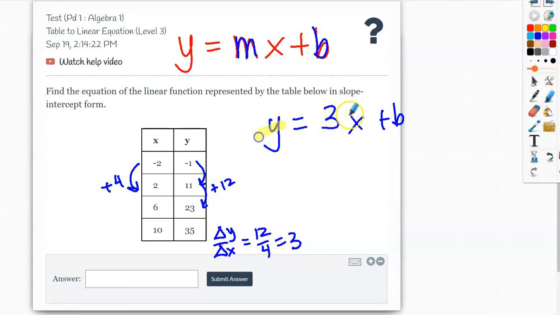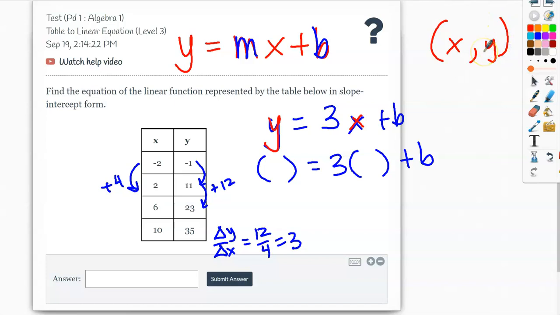Now you'll notice I have 1, 2, 3 variables, and you cannot have that. You can only have 1. So I'm going to erase and replace 2 of them. I'm going to erase and replace the x's and y's because anytime I have a pair, I have an x and y value. So I can choose any pair I want from this table. So I'm going to choose this pair, 2 and 11. So 2 is x, 11 is y. And now I only have one variable, and I can figure out what b is.